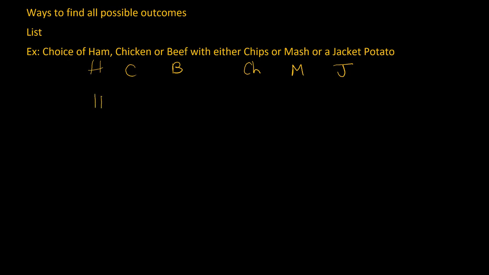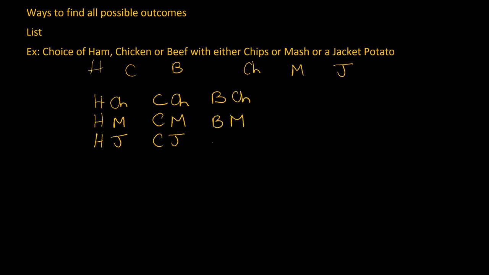So with the ham, you could have chips, or you could have mash, or you could have jacket potatoes. With the chicken, you could have chips, you could have mash, you could have jacket potatoes. With the beef, you could have chips, you could have mash, you could have jacket potatoes. Can we see now that we've got 9 total possible outcomes? So then we could go on to work out a probability with that.